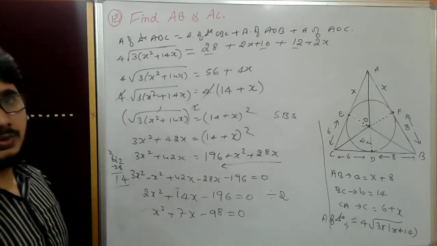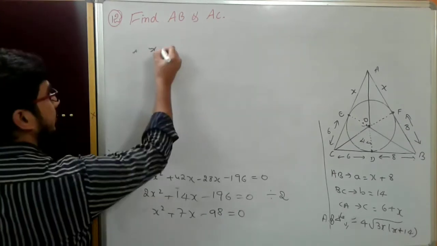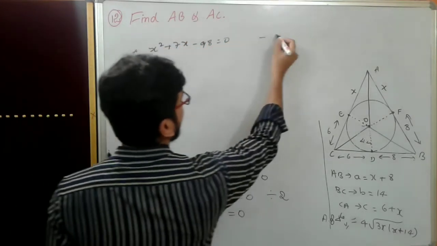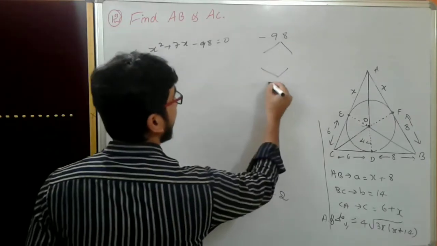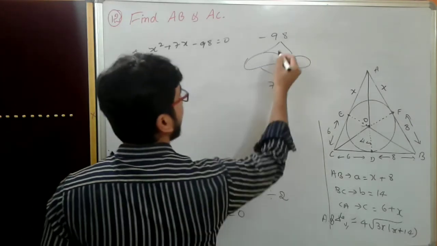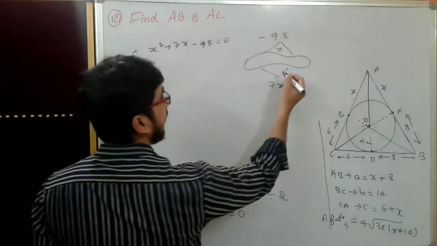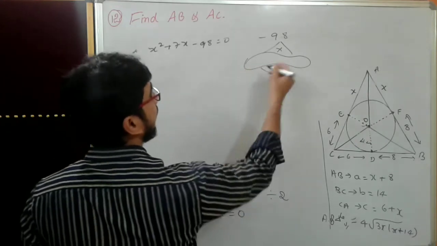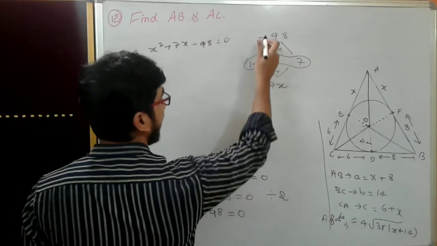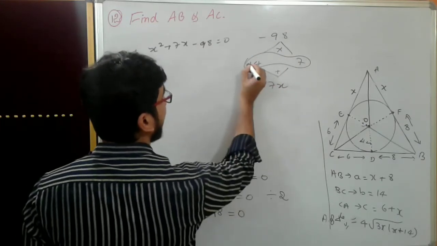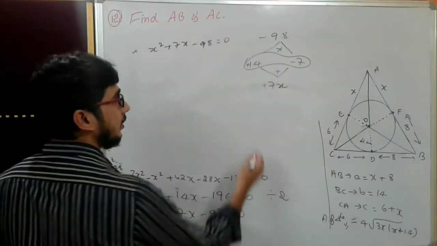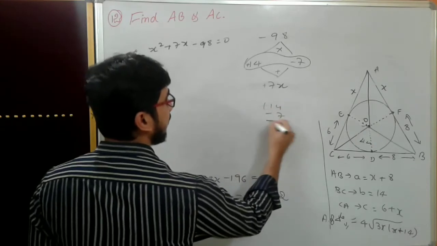Now we will factorize this one. This is the final step. x square plus 7x minus 98 is equal to 0. After factorization we will get this. Two numbers I have to take in such a way that if I multiply I should get minus 98, and if I add I should get 7. So 14 7s are 98. Bigger number has plus, the other has minus. Plus 14 minus 7, which is equal to 7, correct?